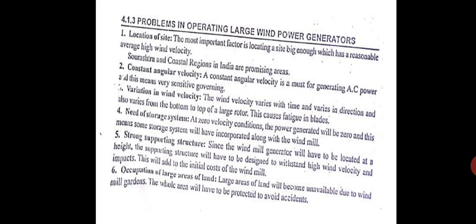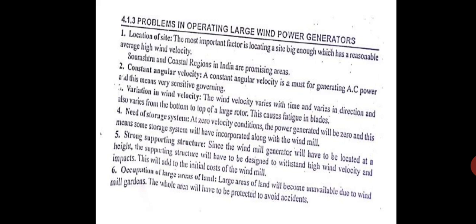The third is variation in wind velocity. The wind varies from time to time. Even in a day it varies. Early morning it will be different, then afternoon it will be different, and evening also. So the wind velocity varies with time, and it varies in direction, and also from the bottom to the top of the large rotor, because this large rotor, say 100 or 120 meters in diameter, is vertical. If you take a vertical line, there is variation in the wind velocity. Because of this, there is fatigue in the rotor blades.